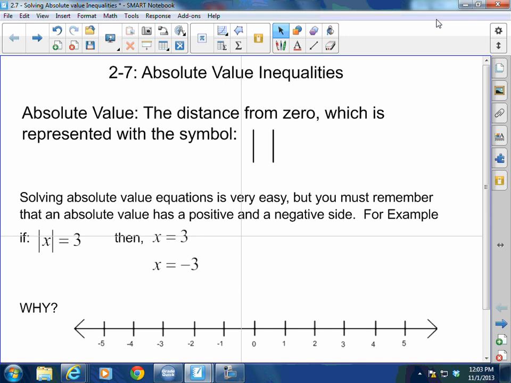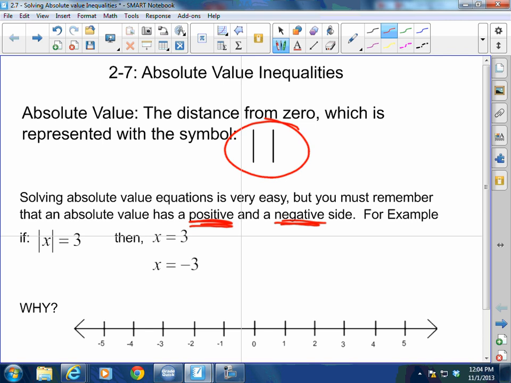Absolute value, that is the distance from zero, which is represented with the symbol as shown right here. It looks like two parallel lines. That's the absolute value symbol. Solving absolute value equations is very easy, but you must remember that an absolute value has a positive and a negative side. For example, my friends, if I just tell you the absolute value of x equals 3, well, there are two possible answers for that. X can equal 3 or negative 3.